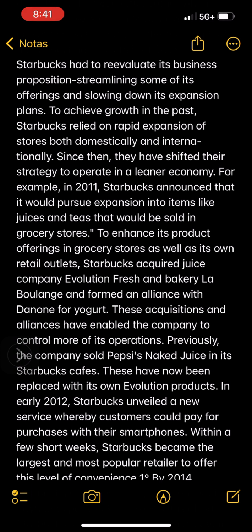In early 2012, Starbucks unveiled a new service whereby customers could pay for purchases with their smartphones. Within a few short weeks, Starbucks became the largest and most popular retailer to offer this level of convenience. By 2014, Starbucks was processing 5 million mobile payments per week. Through this effort, Starbucks sought to further differentiate its business in a marketplace that was increasingly competitive.